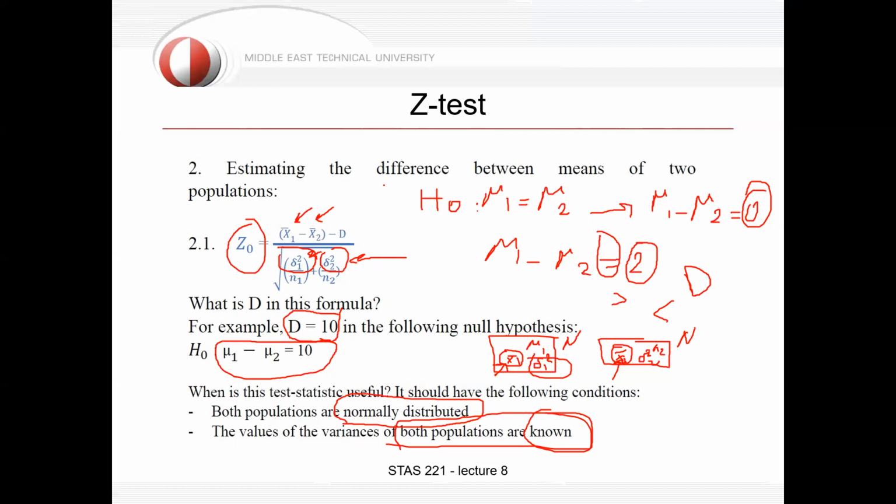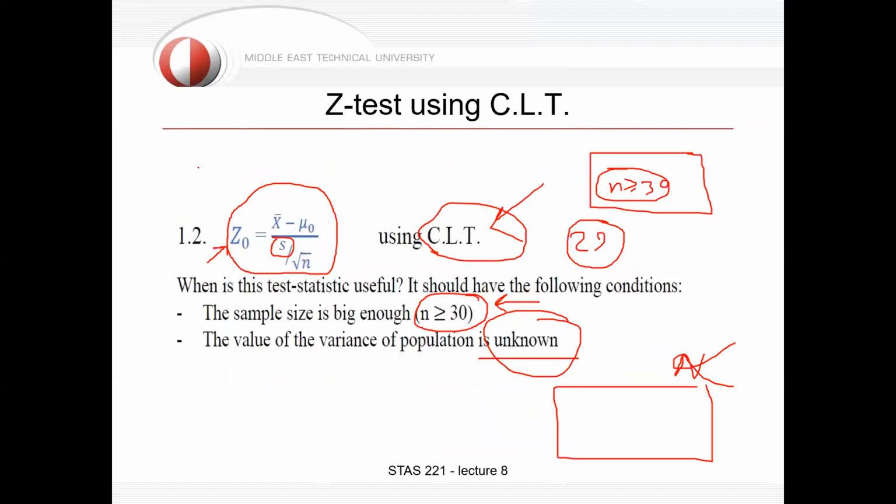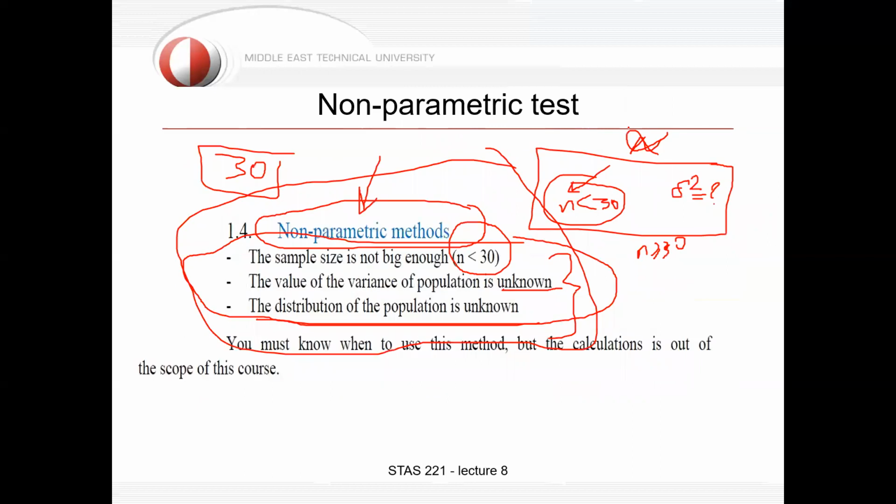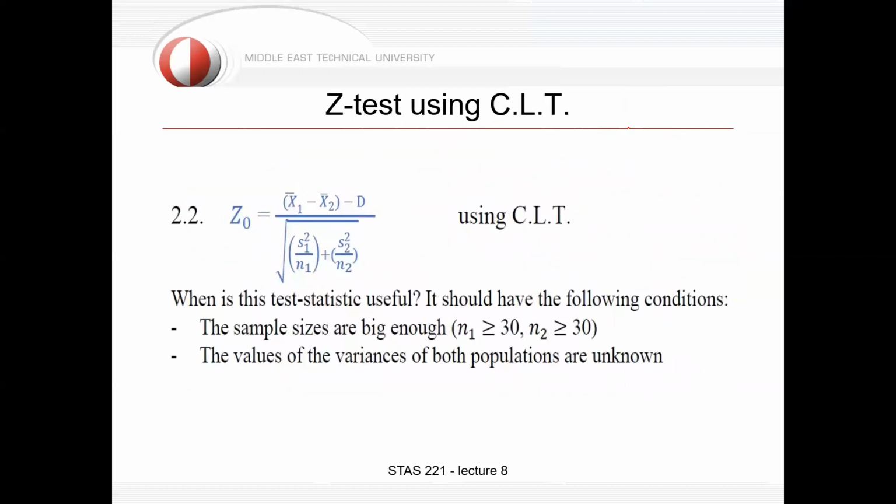And as you can see, we are talking about difference between means. So that's why I denote them by section number 2. The previous ones, I denoted them by section number 1. Okay, just estimating the mean of the population. Now we are talking about the difference between mean of two populations.